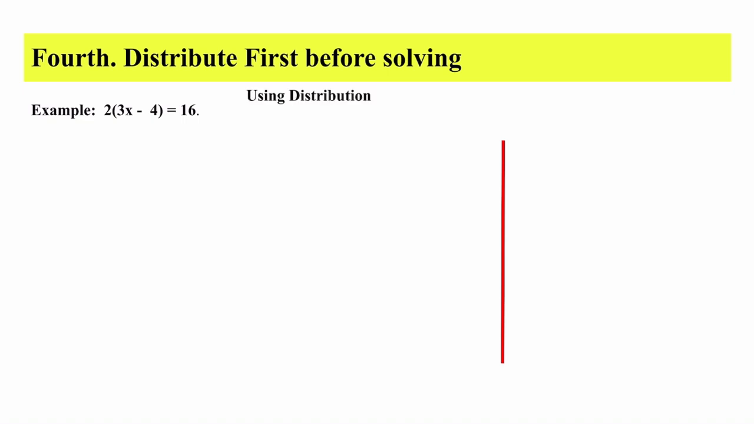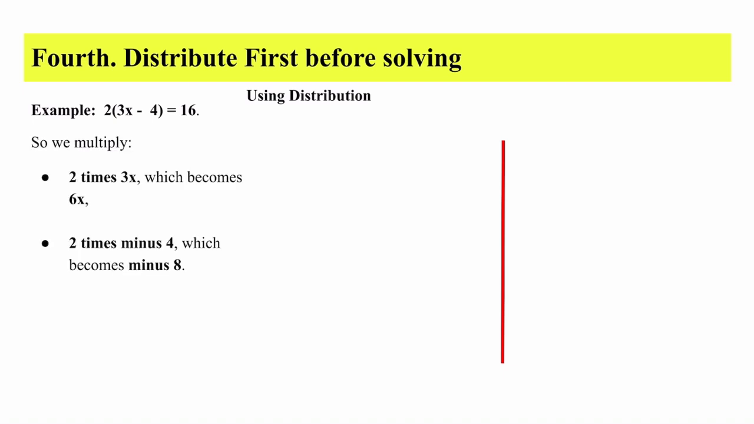Using distribution. A quicker way to solve this equation is by using the distributive property. Because the number 2 is multiplying the entire group, 3x - 4, we can distribute the 2 to both parts inside the parentheses. So we multiply 2 times 3x, which becomes 6x. 2 times -4, which becomes -8. After distributing, our equation becomes 6x - 8 = 16.